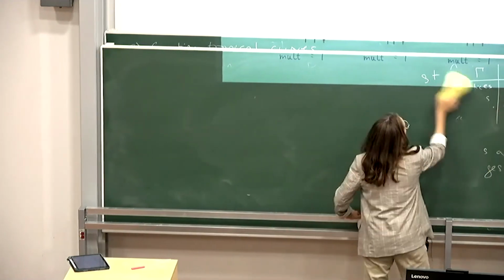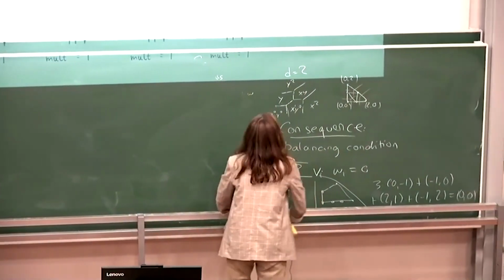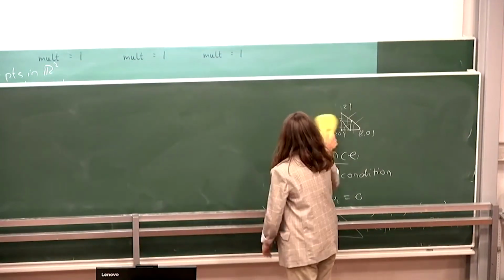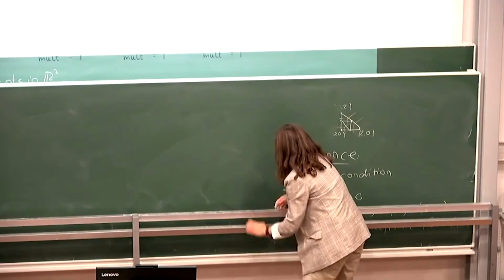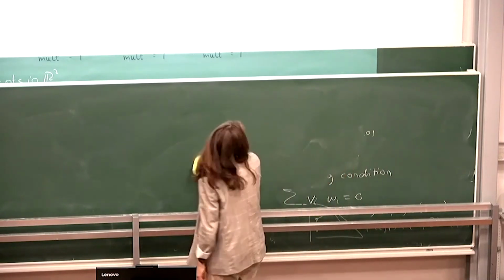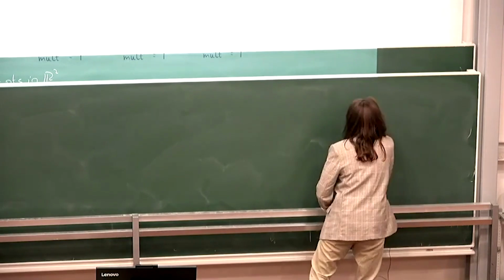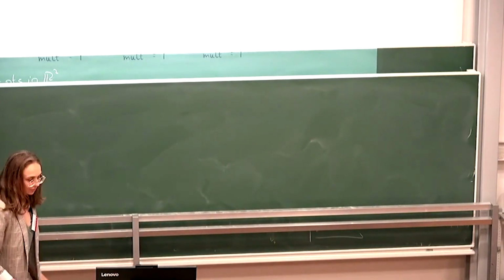And there are finitely many. These are all. And you also see that I assigned some multiplicities here. Let me tell you what these multiplicities are.